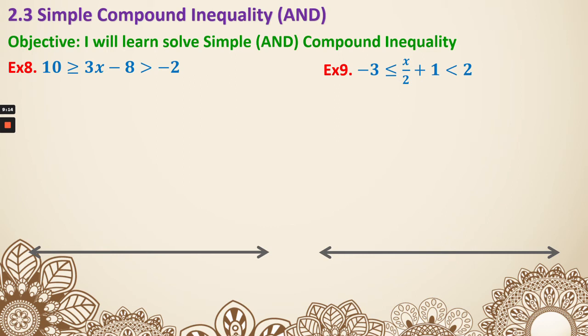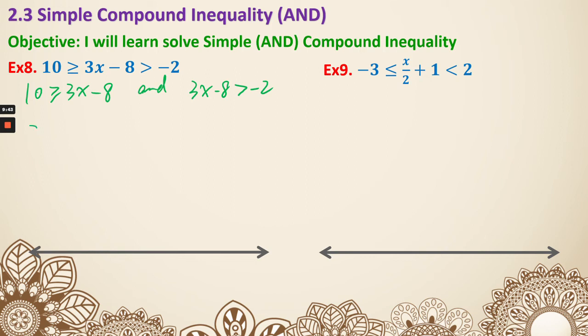Number 8, same thing, separate them. 2 is greater than or equal to 3x minus 8, and 3x minus 8 is greater than -2. You might be wondering, couldn't I just add 8 on both sides and divide by 3? Yes, technically for these kinds of questions you can, but when we get to complex inequalities tomorrow, you will realize that will seem more like a shortcut. So let's just be more consistent and just separate them.